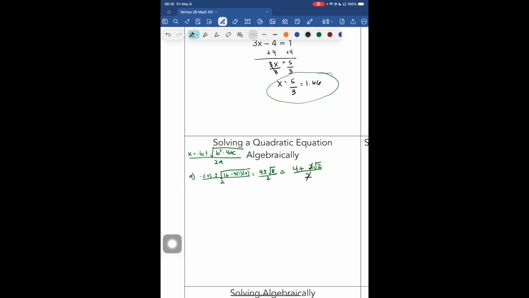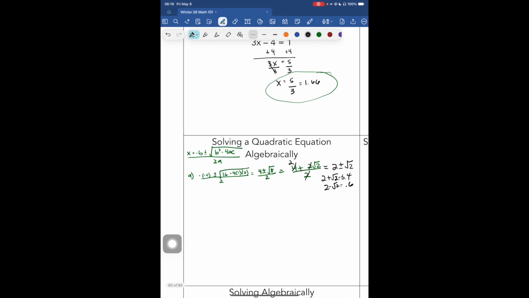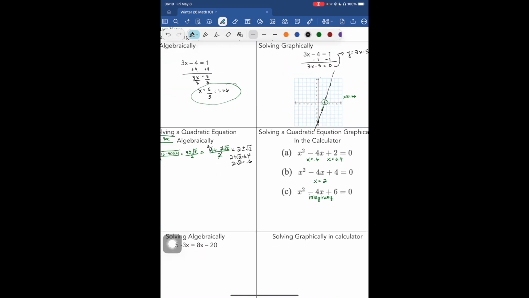So 2 and 2 cancel out, and 4 and 2 cancel out to 2. So my answer would be 2 plus or minus root 2. And I can promise you that if you work that on the calculator, 2 plus root 2 is going to be equal to 3.4, and 2 minus root 2 is going to be about 0.6. And that was the same answers that we got where it crossed.